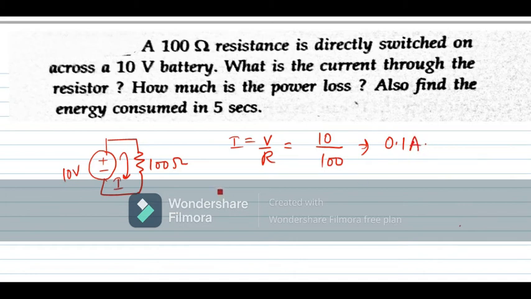Now the second question is power loss. Power loss across the resistor is I square R. Here I is 0.1, whole square, into R is 100. So here we will get 1 watt.